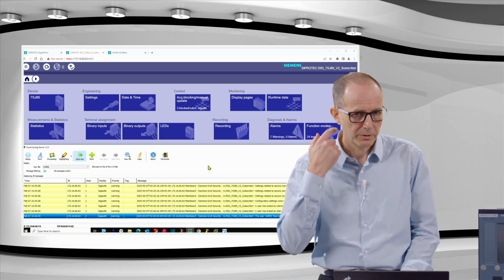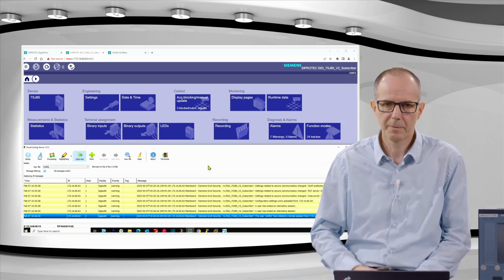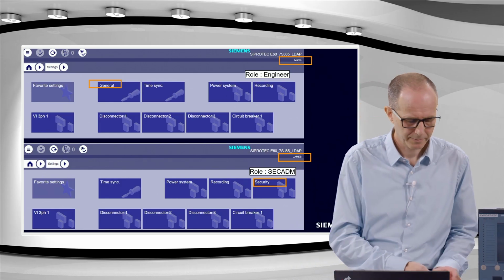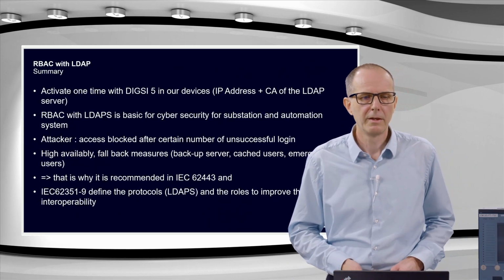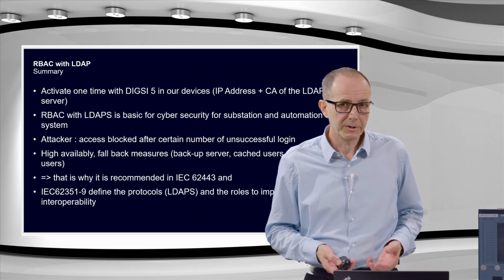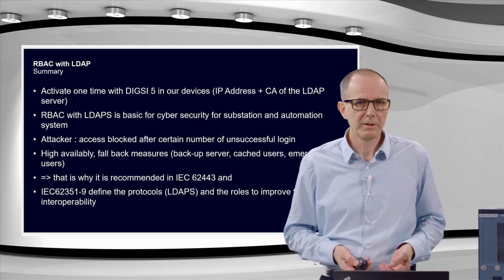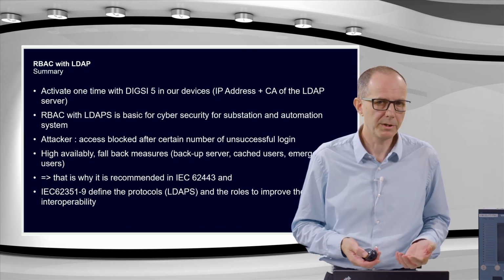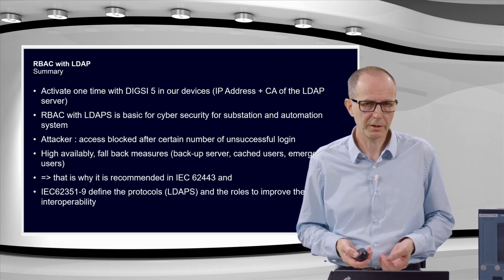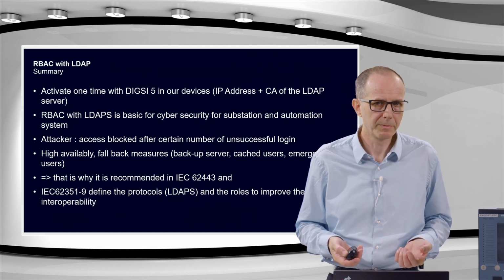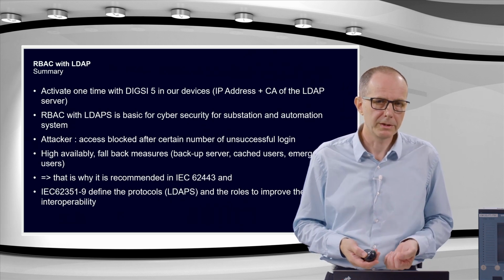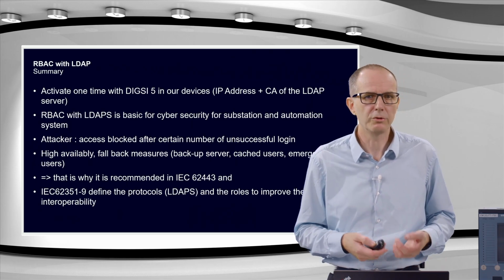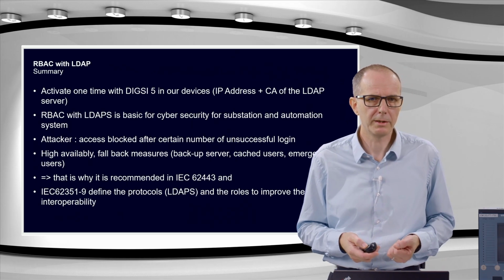Okay, so let's go back to our slides. In summary, for this main topic, role-based access control is simple to activate. Our device needs only the IP of the Active Directory server and the search base. And because it's secured via TLS, you need the CA certificate to validate or to trust the certificate from the LDAP server.